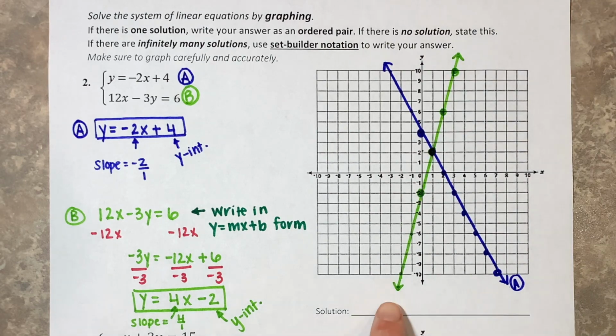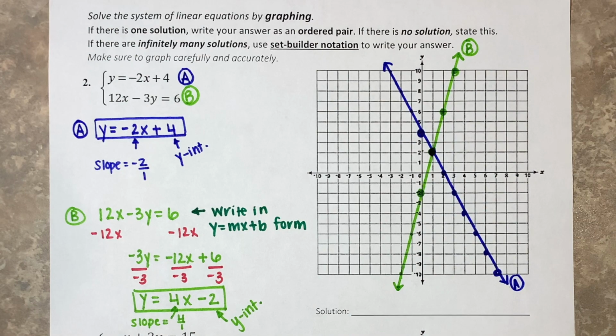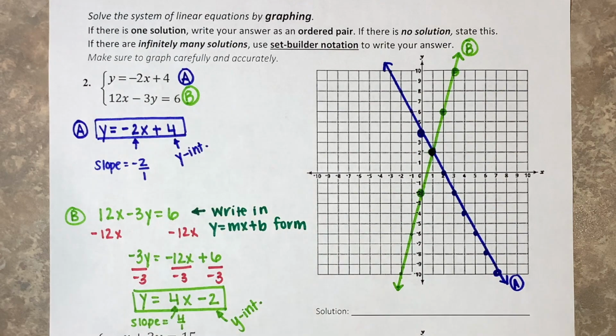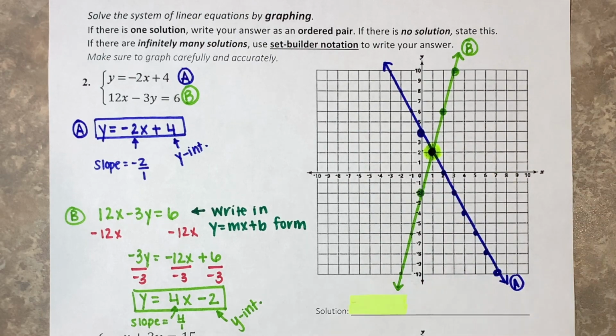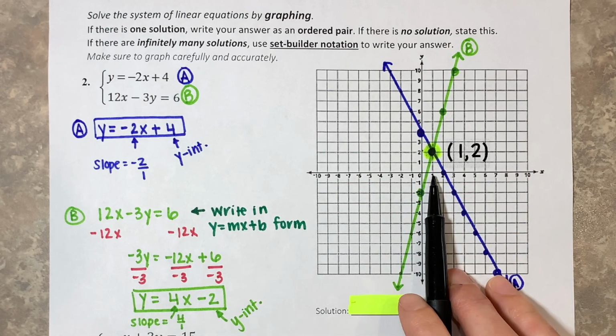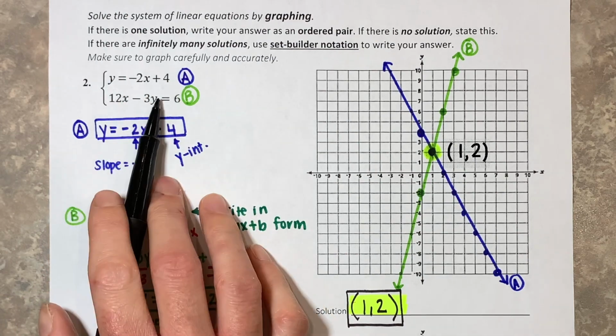And I'm going to label this line, line B. Now remember, this is a system of equations, and when you solve a system of equations by graphing, you're looking for the intersection point. It looks like our two lines intersect right here, so the ordered pair of this intersection point is our solution. It looks like that ordered pair has the coordinates 1, 2. This is the ordered pair that satisfies both equations.